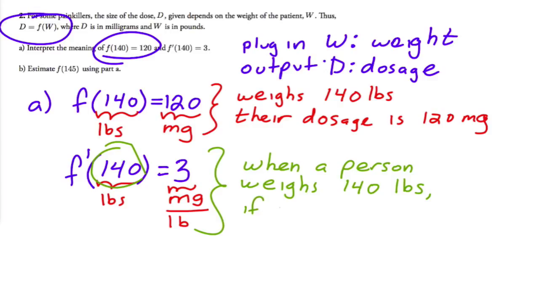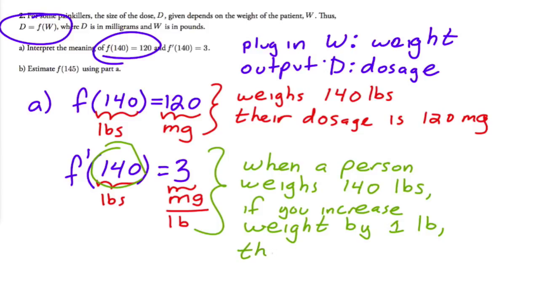So in other words, for a person that weighs 140 pounds, if you increase the weight, this is really important to understand, if you increase the weight by 1 pound, what happens to the dosage? Think about it for a second. The dosage will increase by that much. It will increase by 3 milligrams.